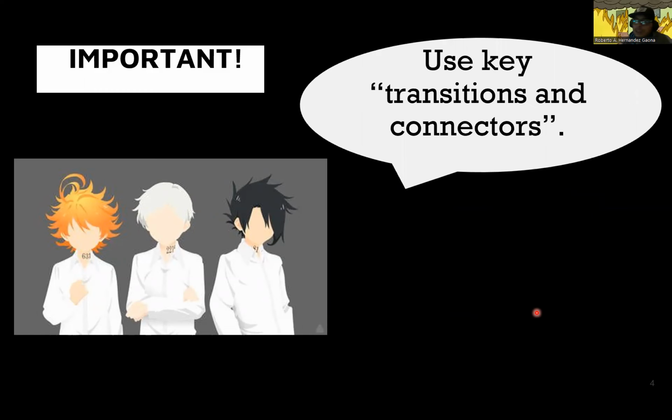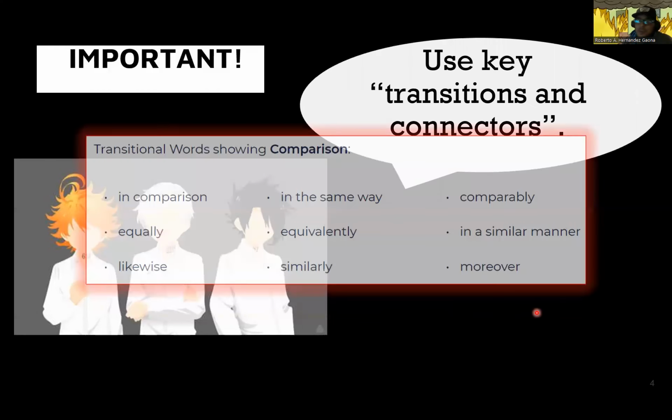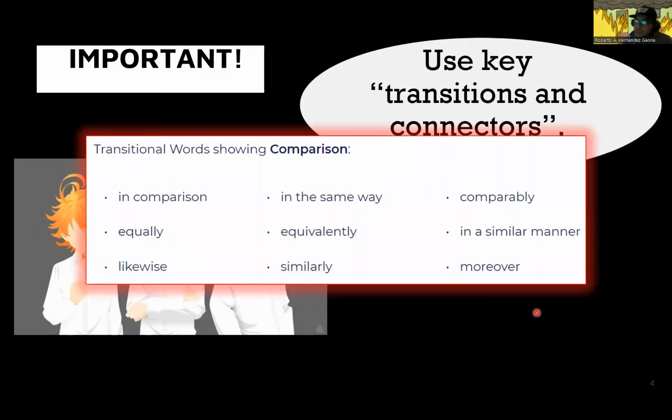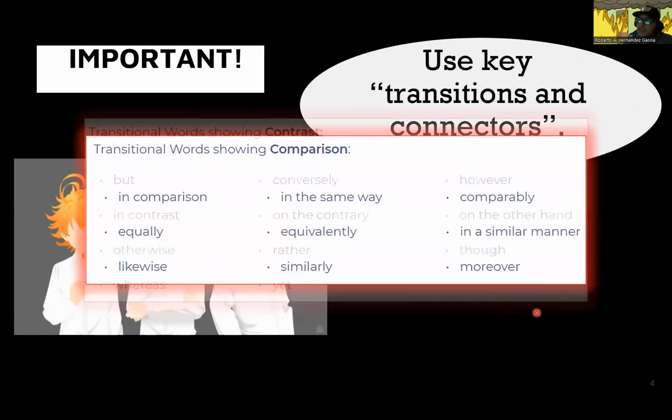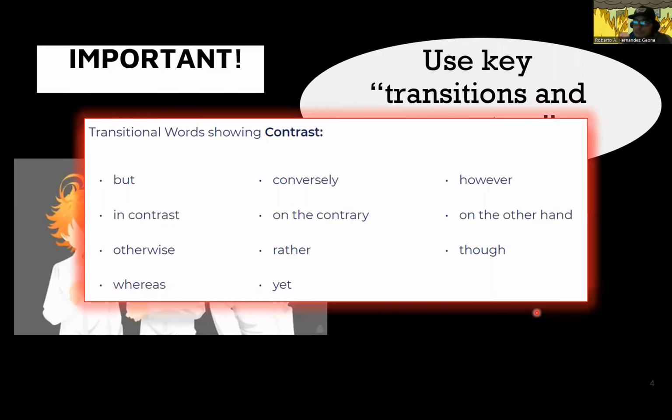Since we're contrasting and comparing, we might want to use some of these. These would be for comparison. You might want to get some from here, take a screenshot, copy some of them. There are more, but these are just some examples. And these would be our examples for contrasting. Again, copy some of these. Make sure that you have them at hand when you're trying to write your compare and contrast paragraph.